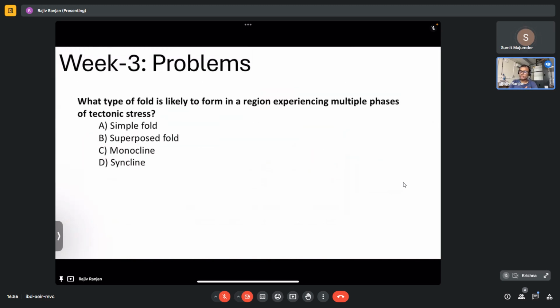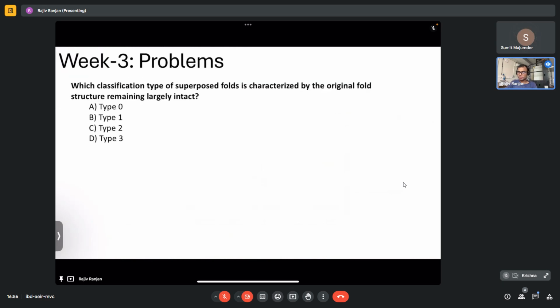What type of fold is likely to form in a region experiencing multiple phases of tectonic stresses? Superposed, monoclines, inclines. Sir, it is superposed. Superposed because of multiple phases, right? Which classification type of superposed fold is characterized by the original fold structure remaining largely intact? It is type 0. That's zero.